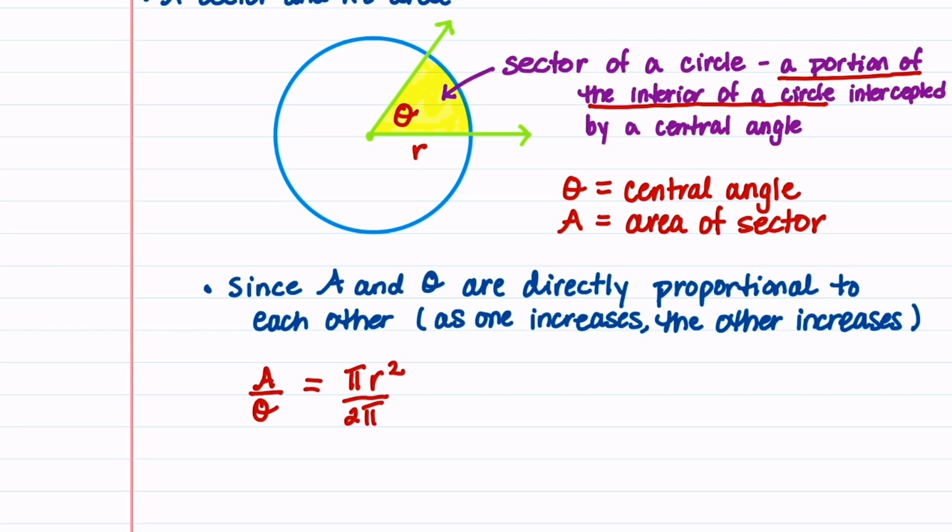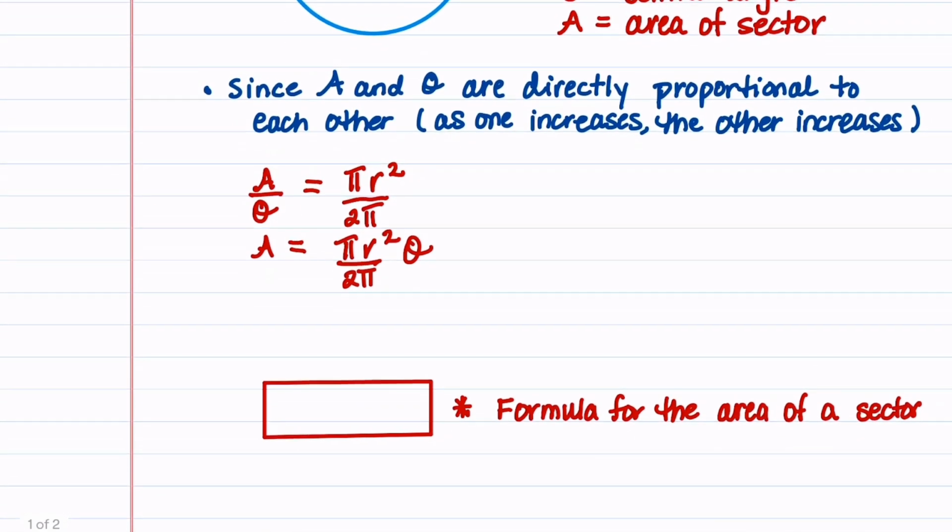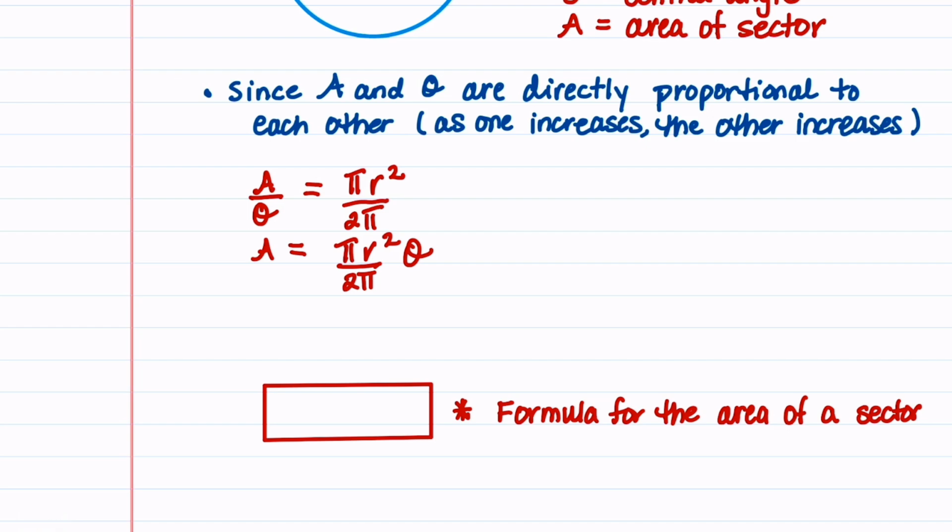So let's now solve for A. We'll multiply both sides of the equation by theta. So we get A is pi r squared over 2 pi times theta. We'll then notice that our pi's are going to cancel out. So that leaves us with A is equal to 1/2 r squared theta. And that's the formula for the area of a sector. So let's put that in our box. And that's a good formula to memorize.